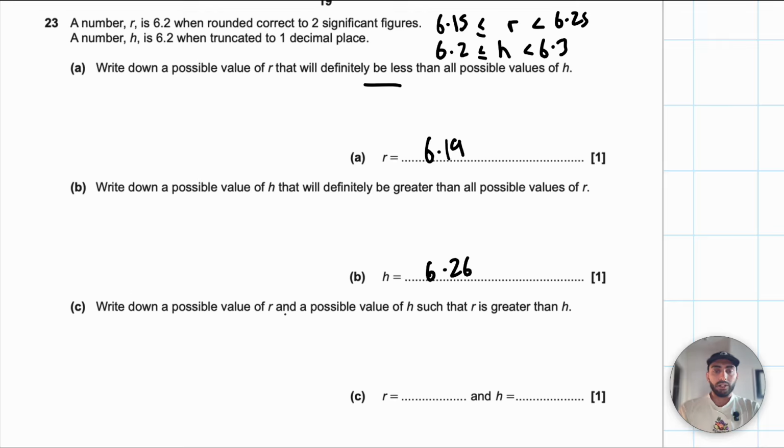Write down a possible value of r and a possible value of h such that r is greater than h. I'm looking for a value of r and I'm looking for a value of h, and r needs to be larger than h. So I'm going to choose 6.21 for r, and h I'm going to choose as 6.2.